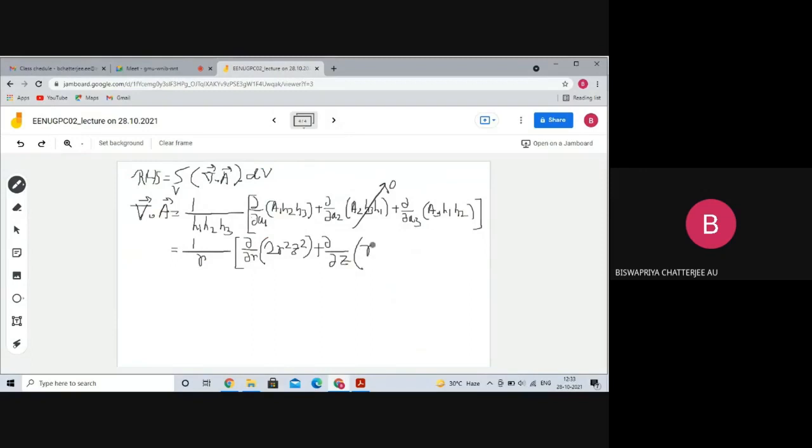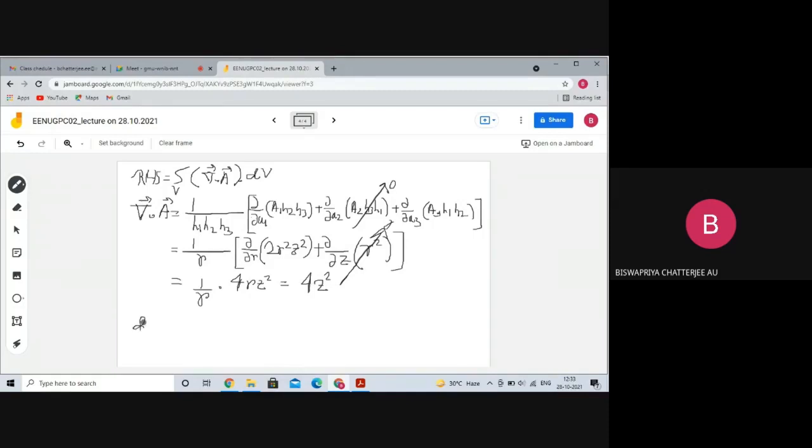R into r, so only r square. So ultimately it will be coming as del dot A, and this term will be 0 again. So it will be coming as del del r, so 2r, 4r z square. So 1 by r into 4r z square. So it will be 4z square. So this is the divergence value.